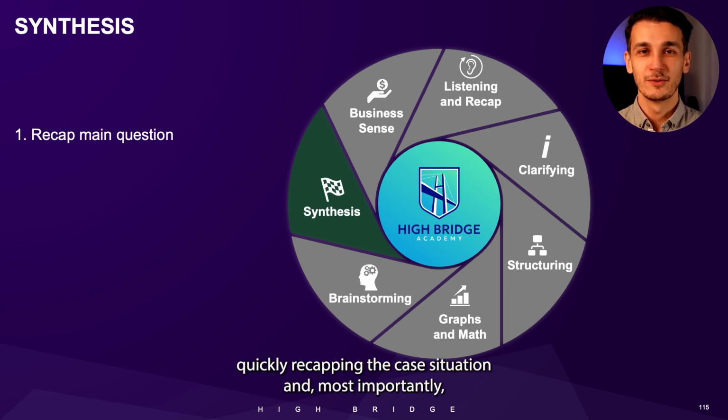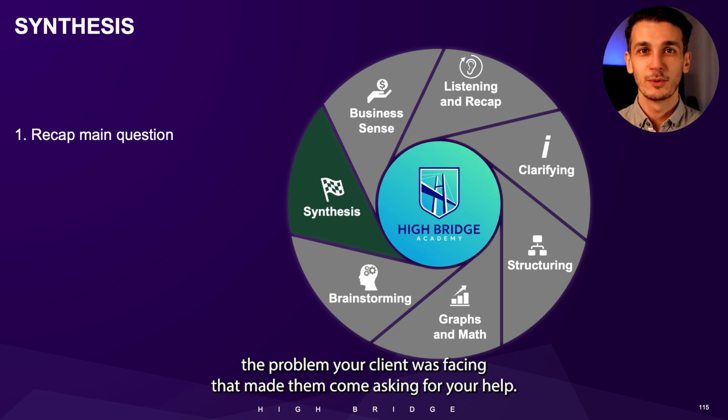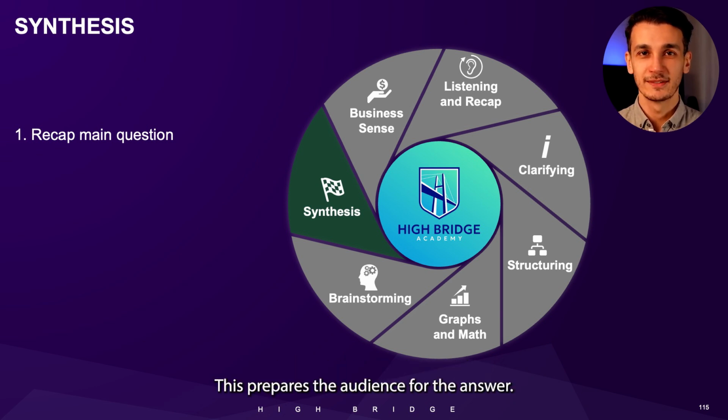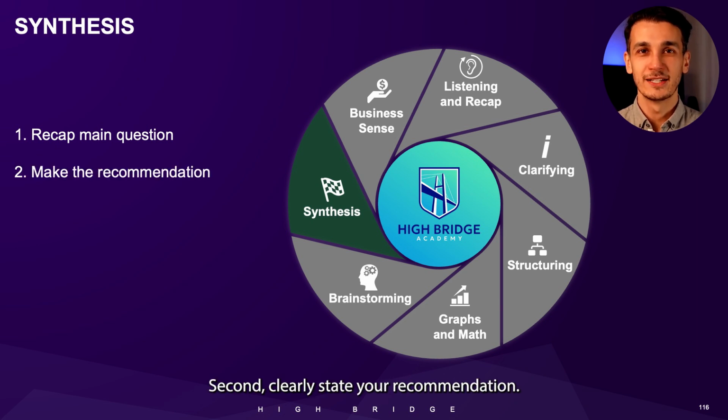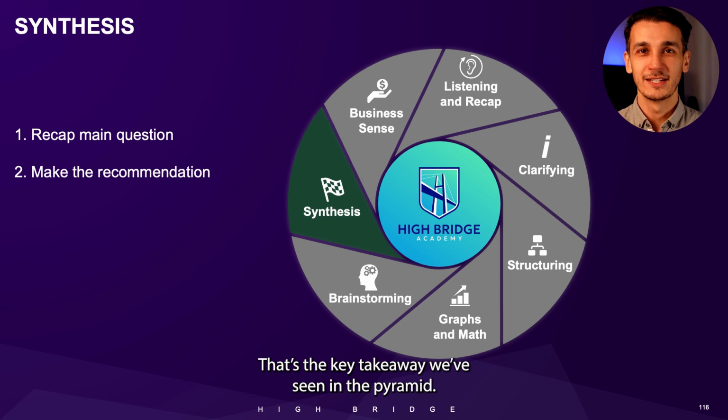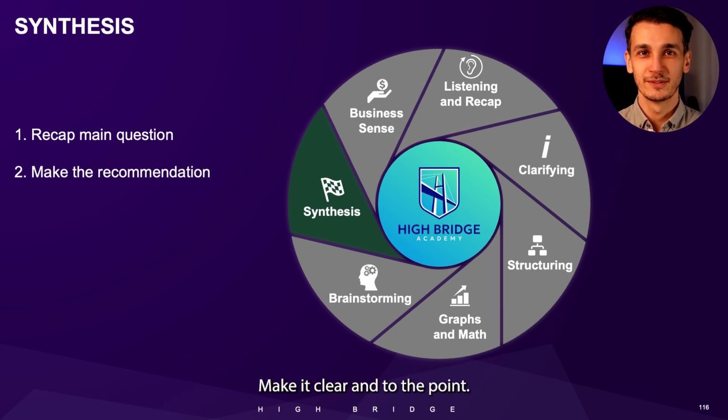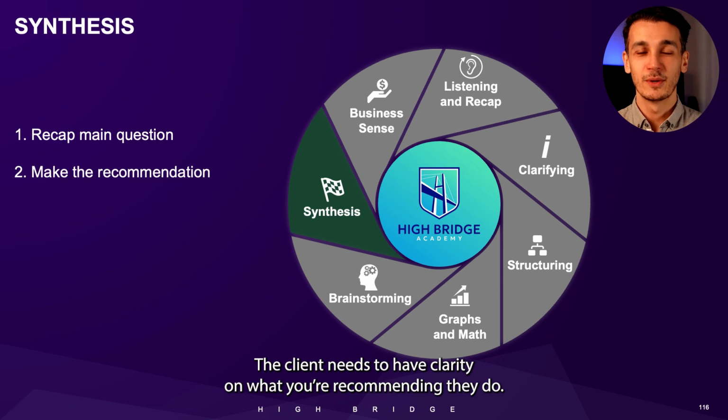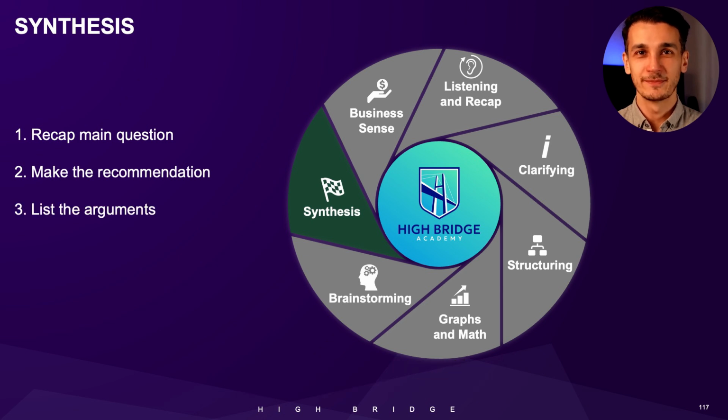First, start by quickly recapping the case situation and, most importantly, the problem your client was facing that made them come asking for your help. This prepares the audience for the answer. Second, clearly state your recommendation. That is the key takeaway we've seen in the pyramid. Make it clear and to the point. The client needs to have clarity on what you're recommending that they do.